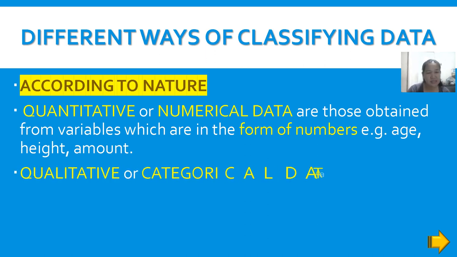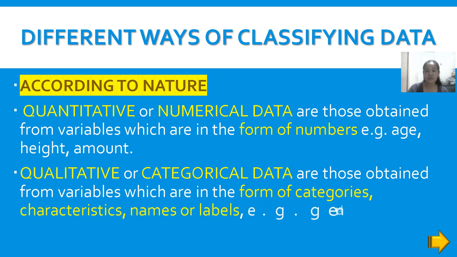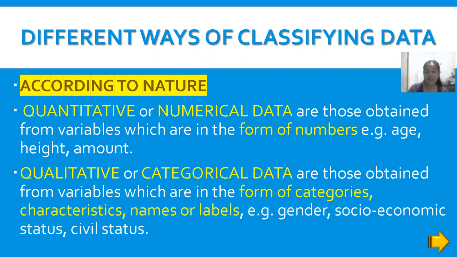The second one is the qualitative, or we also call it the categorical data, are those obtained from variables which are in the form of categories, characteristics, names, or labels. Example is gender, socioeconomic status, or civil status. For crops, we can ask what kind of crops, the color of the crop, the condition of the soil when the crop is first planted. So those are under qualitative or categorical data.